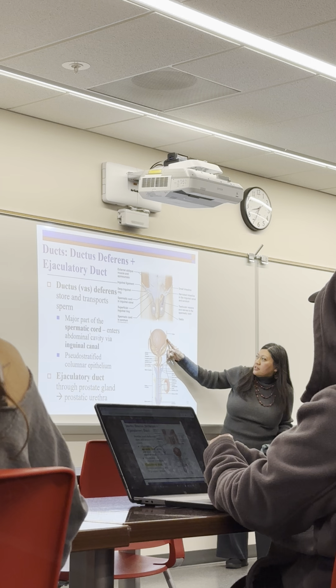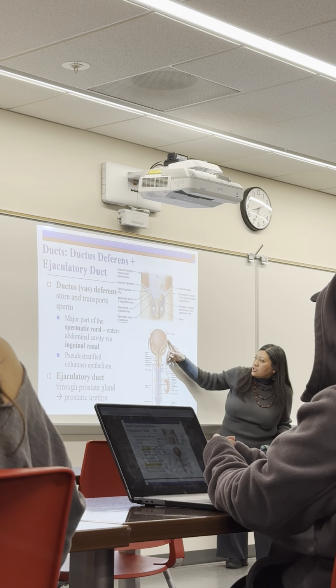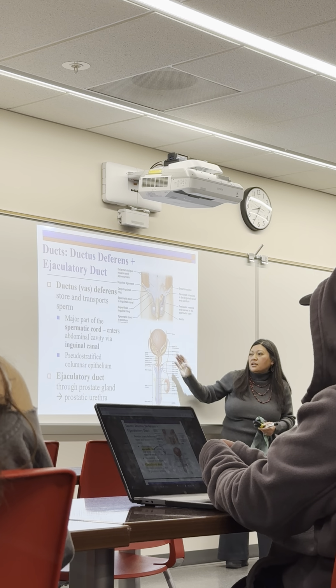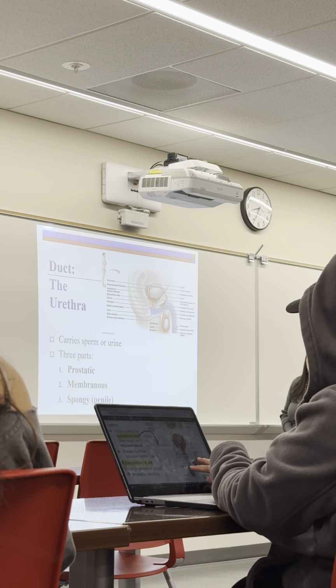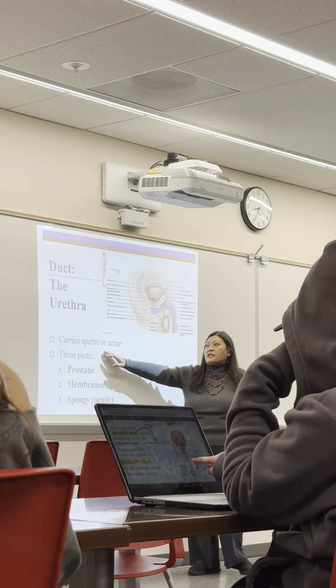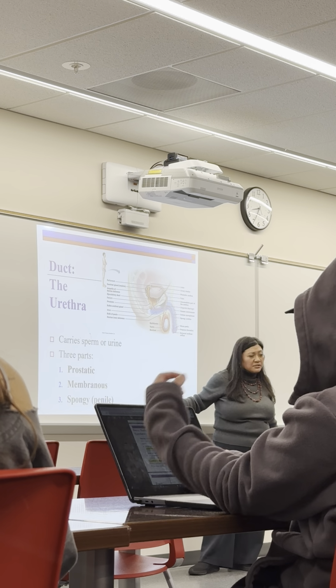And so we've got the vas deferens here. It's going to kind of end up in this wider area and then make it into the ejaculatory duct. And then from there, it's going to go through the urethra. And so with the urethra, this can carry sperm or urine, but not at the same time.